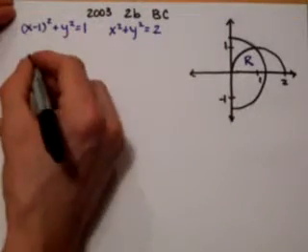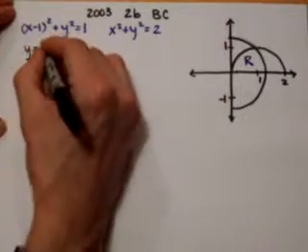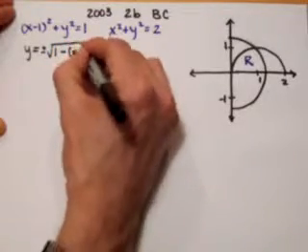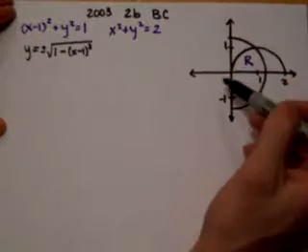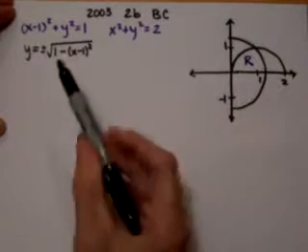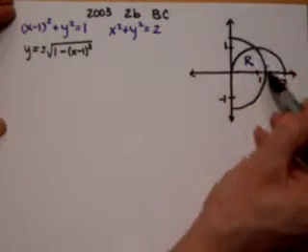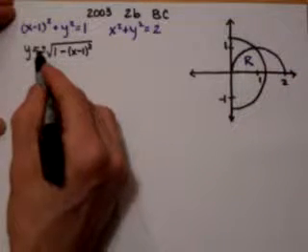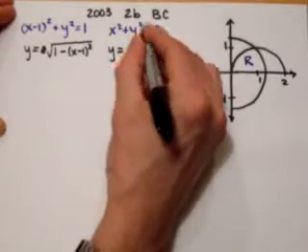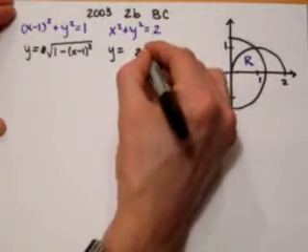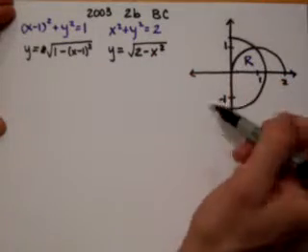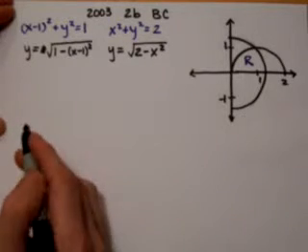Solving this one for y gets us y equals plus or minus the square root of 1 minus (x minus 1) squared. What we're worried about is from here to here, when y is positive, so we don't have to worry about the negative. On this one, y equals plus or minus the square root of 2 minus x squared. Again, y is positive, so we leave it with just the positive one.